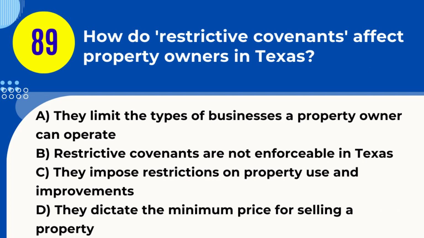Question 89. How do restrictive covenants affect property owners in Texas? A. They limit the types of businesses a property owner can operate. B. Restrictive covenants are not enforceable in Texas. C. They impose restrictions on property use and improvements. D. They dictate the minimum price for selling a property.